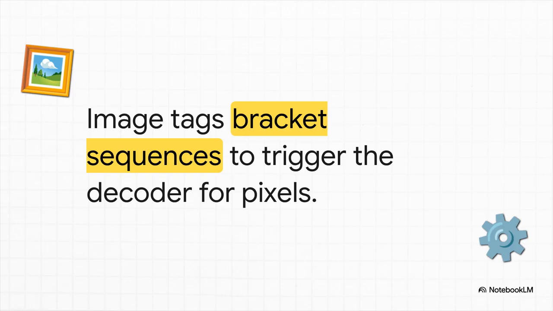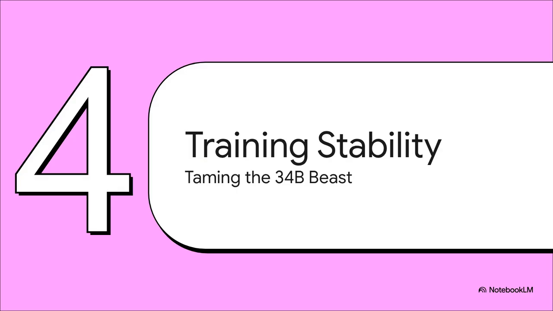So at generation time, if the model emits an image tag, the software instantly knows the next tokens are those visual IDs that need to be sent to the decoder to render pixels. The model picks the order completely autonomously. It can output text, then an image, then more text, all in a single uninterrupted breath. But getting this to actually work, it is not easy.